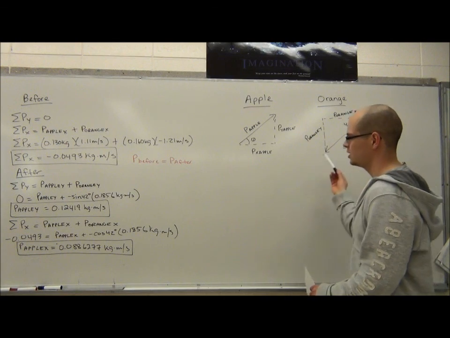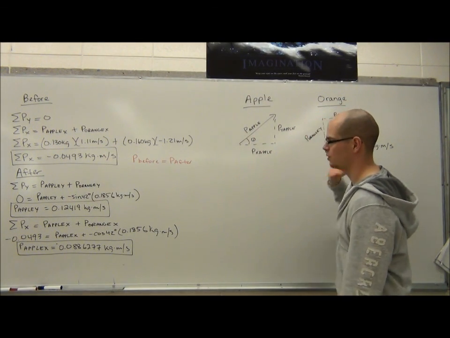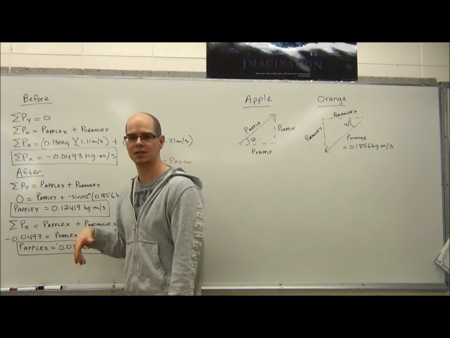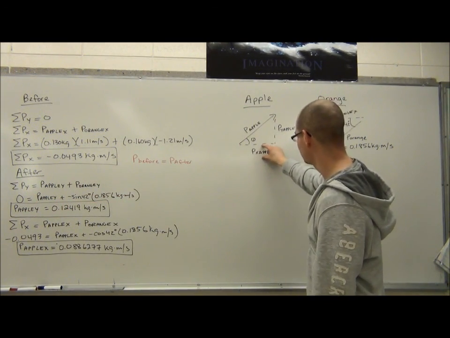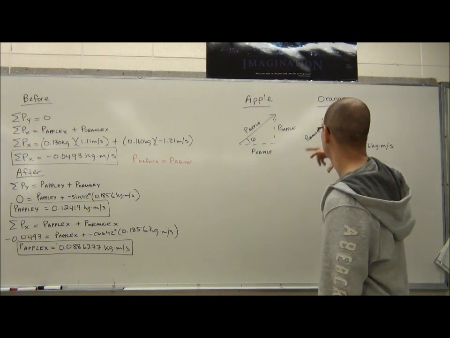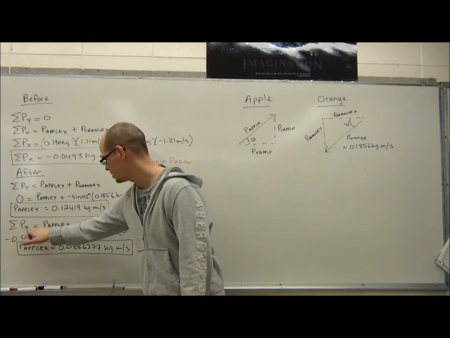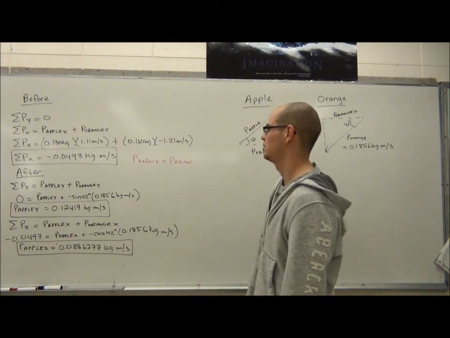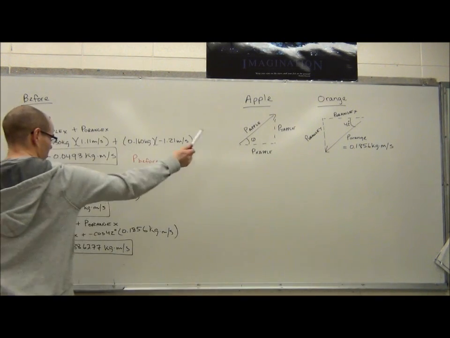So from these diagrams, I know that the y component of the apple plus the y component of the orange has to be 0 because the momentum in total after has to be 0. I know that the momentum of the apple in the x direction plus the momentum of the orange in the x direction together have to be this number, which we found to be the momentum in the x direction after. So these are my calculations from the diagram.